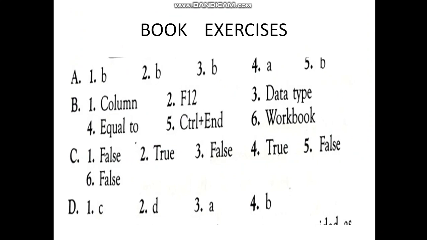Second one, fill in the blanks. The vertical division of a worksheet is called column. Second one, dash key opens the save as dialog box, F12 key. Third one, dash describes the type of data to be entered in a worksheet. For that, answer data type. Fourth one, a formula starts with a dash sign, equal to sign.